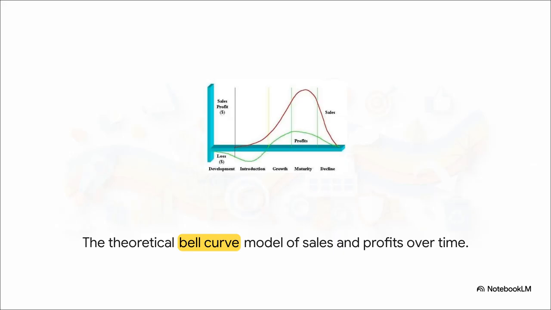So we know what a product is, but what kind of environment does it actually have to survive in? This classic bell curve brilliantly illustrates the journey almost every product takes, right from its initial inception to its eventual withdrawal from the market. This is the product lifecycle. Notice the red line mapping out sales and the green line showing profits. They both move through 4 key stages: introduction, growth, maturity, and decline.